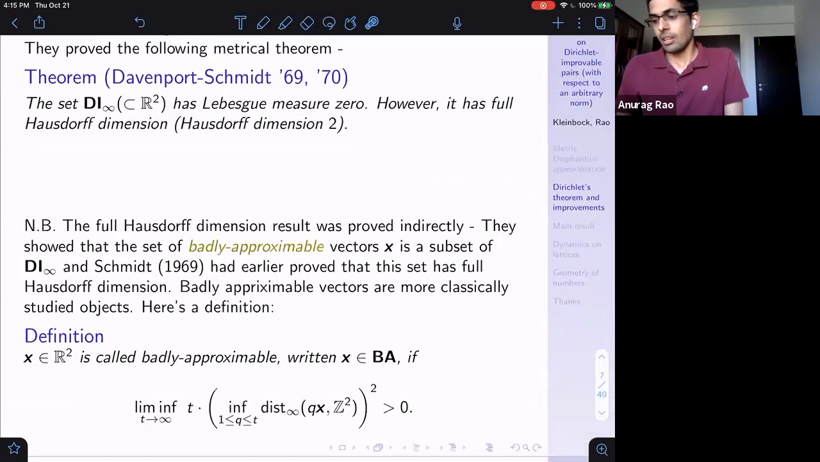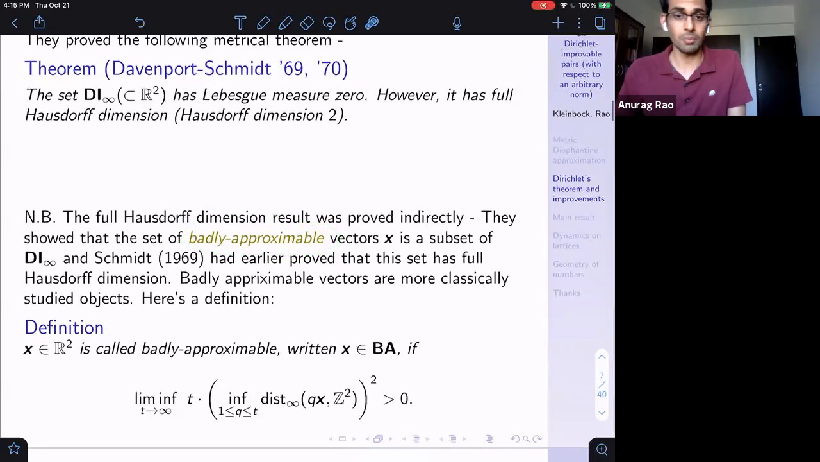So let me say that this Hausdorff dimension result was kind of proved indirectly. What they showed was that this classical, slightly more classical object called the set of badly approximable vectors X in R2 is a subset of Di infinity. And Schmidt had earlier studied this set and shown that this set has dimension 2. So automatically Di infinity also has dimension 2. So badly approximable vectors go back to maybe even the 20s and 30s where they were studied.